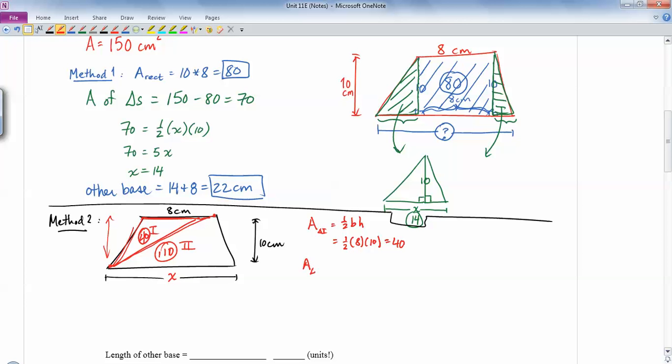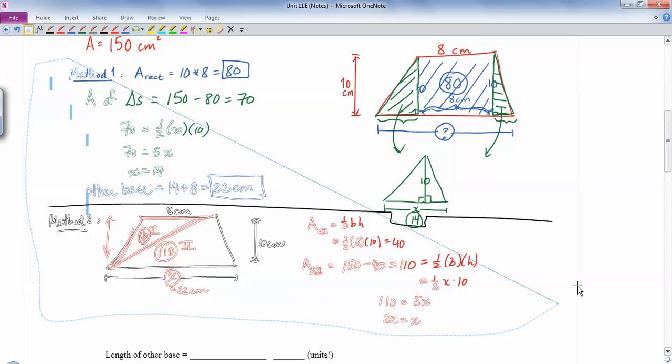So the area of triangle 2, remember the whole thing was 150, took away the 40, I'm left with 110. And I also know that the 110 has to be half of this triangle's base times height. Well, that's 1/2 times 10 times x. Let's say x times 10, because x is the base. So that means 110 equals 5x. And if I divide by 5, I get x equals 22. And notice x here is the whole base, so the whole base is 22 centimeters.